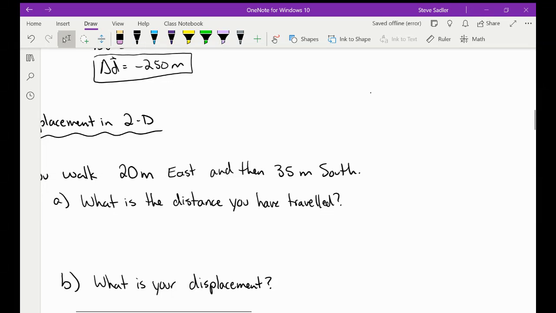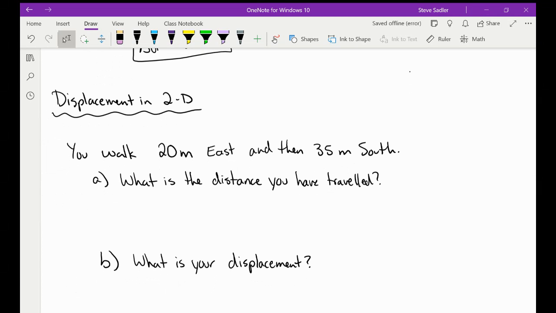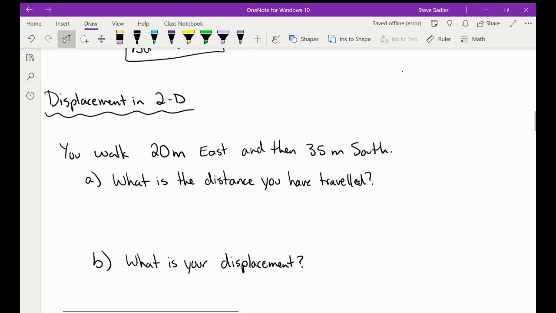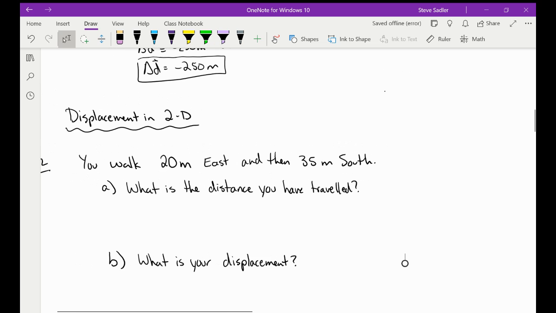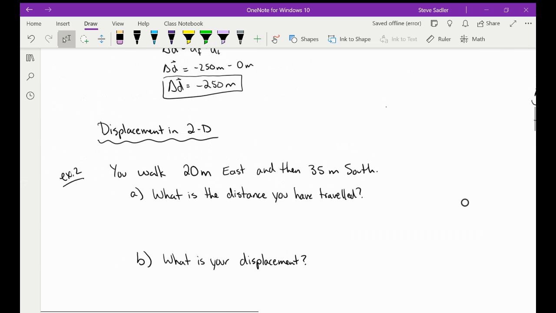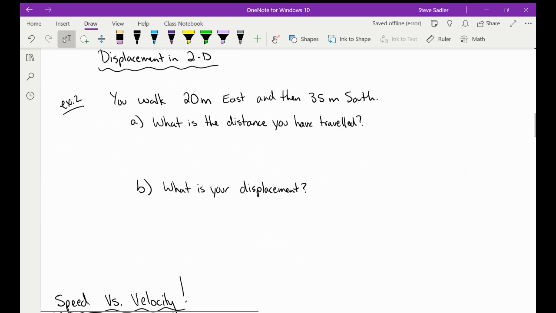So displacement in 2 dimensions. So in that last question, the bear walked east and then west. So we didn't really get a lot of 2-dimensional stuff. That was kind of just 1-dimensional. So here we go. You're walking 20 meters east and then 35 meters south. Oh my gosh. I just want to zoom out a little bit. I don't know why the keyboard keeps coming up.